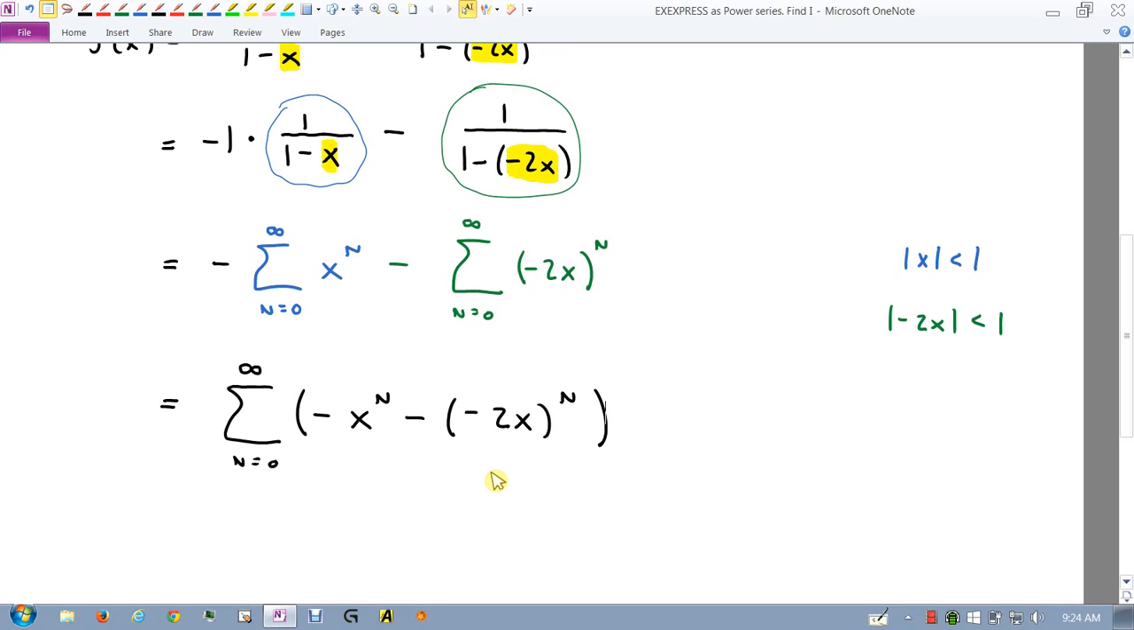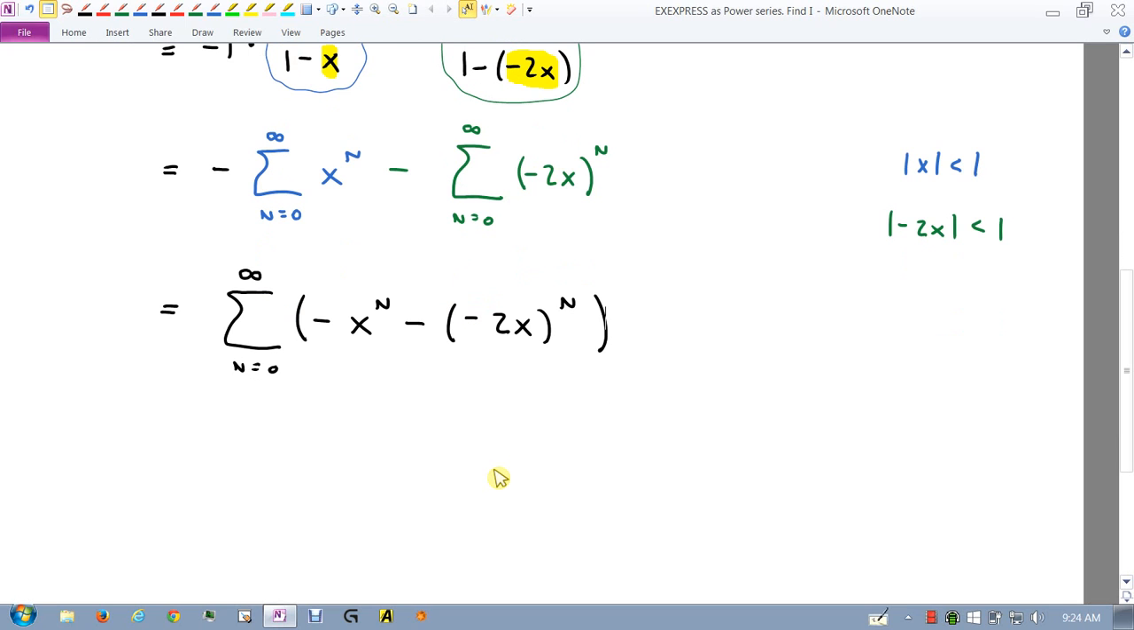Okay with that? And cleaning up a little bit more, I would like to get a single expression for x, just like in the power series representation over there. I'd like a single factor of x to a power. Right now these are split up. So let me first resolve this right here. Negative x to the n minus, how about negative 2 to the n, and then x to the n. That's the same thing, right?